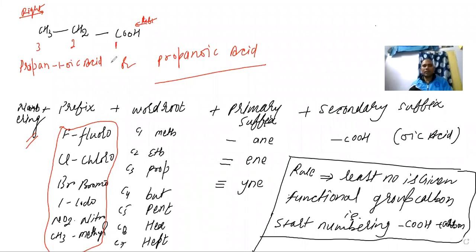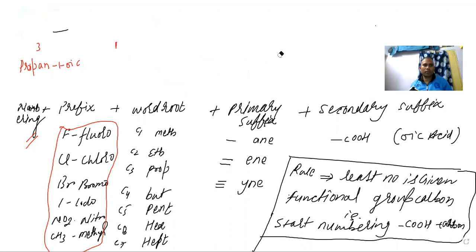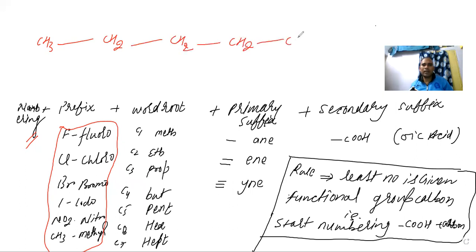Now let us come to some more examples. Can I erase this? Here is the compound: CH3, CH2, CH2, CH2, CH2, and here is COOH. Now the next one we are writing is the bond line formula also. This is 1, 2, 3, 4 and 5.